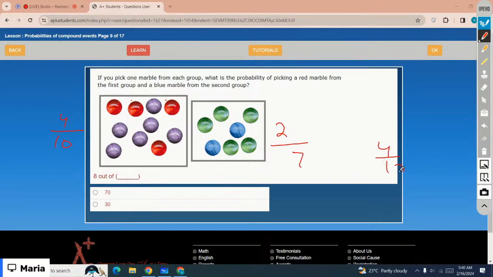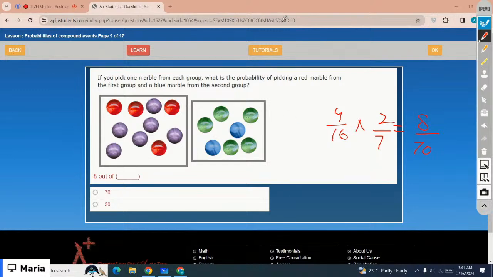So you have to do 4 over 10 times 2 over 7. So that is 2 times 1 is 2 and 5 is 10. So 4 over 35 it is, right? That is 8 out of 70, right? You don't have to simplify. That is 4 over 10 times 2 over 7. So 4 times 2 is 8 over 70. That means they are 8 out of 70. Got it?